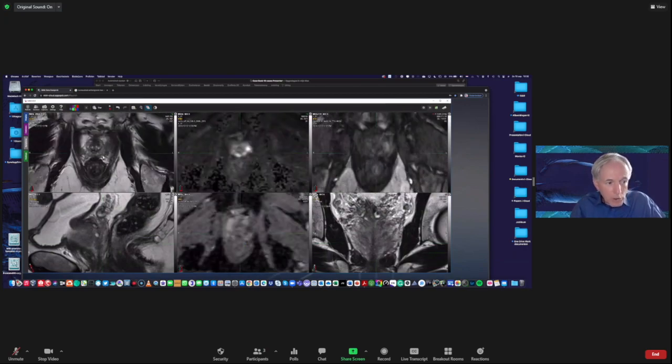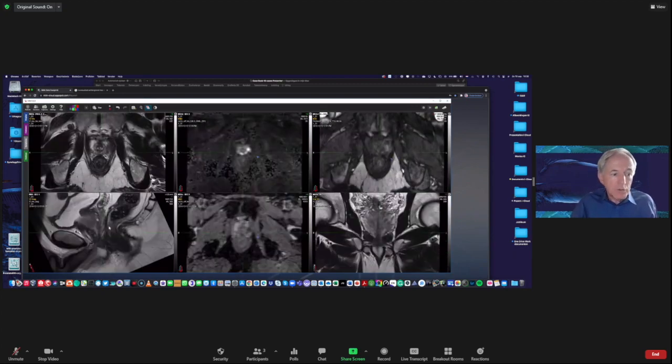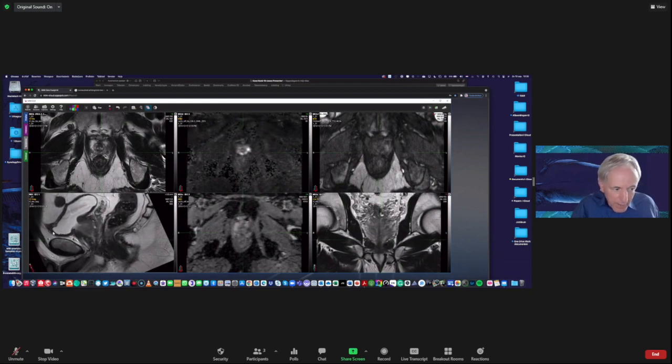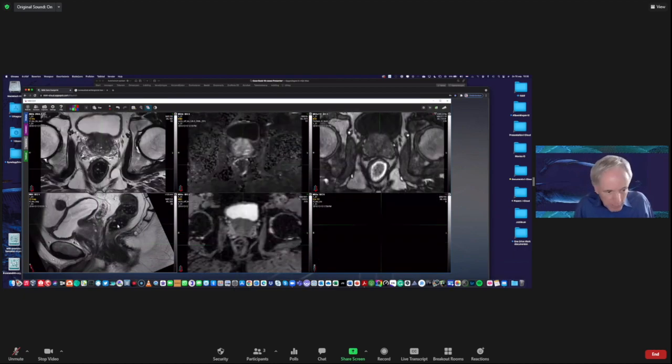Now what I usually do is I zoom out and I'm looking at the surroundings of the prostate, because I want to find, for example, a bladder cancer or a rectal cancer or lymph nodes or whatever. So the first thing I do is I look at, for example, the sagittal image.